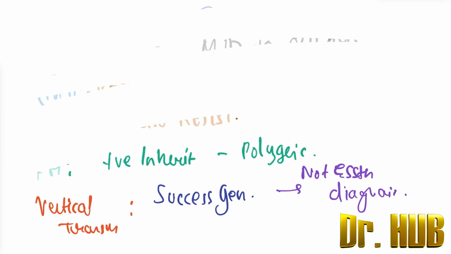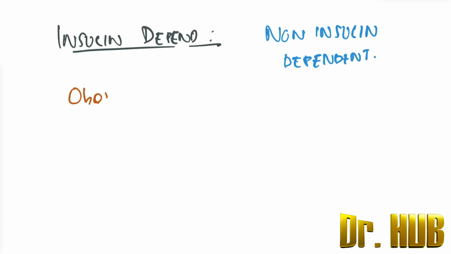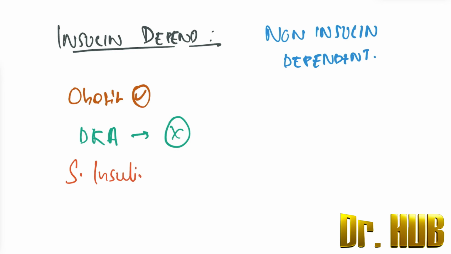Next we look at the insulin dependence. In terms of insulin dependence, it is non-insulin dependent. And looking at obesity, it is very common. The DKA, diabetic ketoacidosis, is not common. And looking at the serum insulin level, this level will be high.